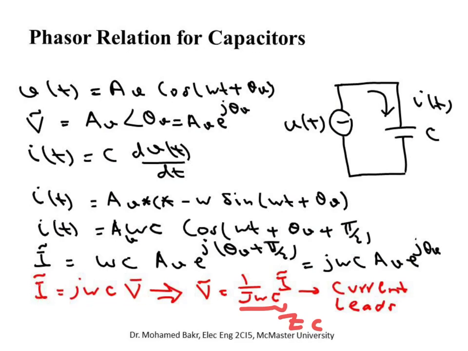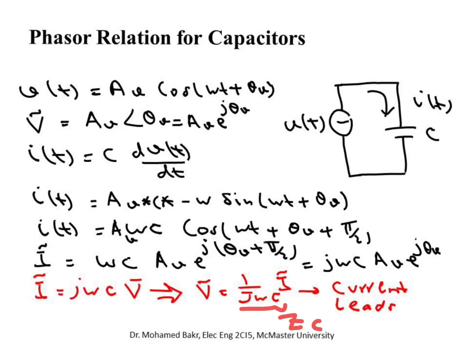I tilde is equal to j omega C V tilde. So I is equal to the conductance multiplying the voltage. This is what we used to have for resistances. Here, I is equal to the admittance multiplying the voltage. So the admittance of a capacitor is j omega C. And if you want to get the impedance, you have to divide V over I, because this is the definition of an impedance. The impedance, V tilde over I tilde, will give you 1 over j omega C.